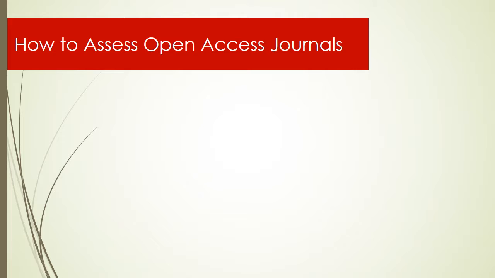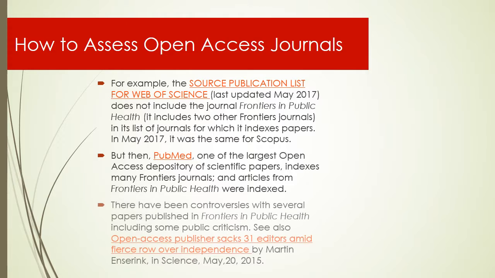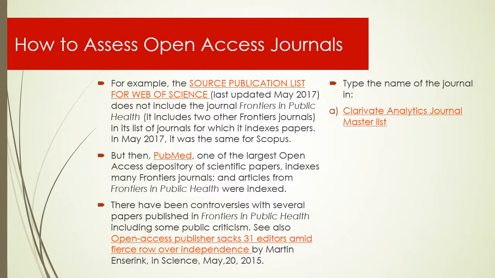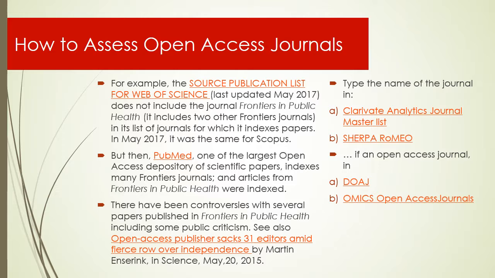The world of open access journals is a real jungle, but there are several resources on the web that you can access to find out about these journals. Some are very well established, like the Web of Science, and then there is PubMed, and you can access more specialized websites like Clarivate Analytics, Journal Master List, Sherpa Romeo, or the directory of open access journals that we saw earlier, and then there is the Omics Open Access Journals.